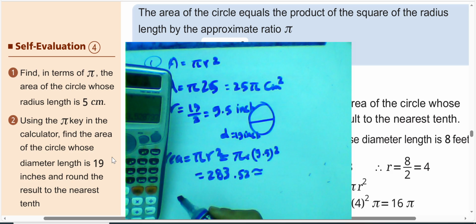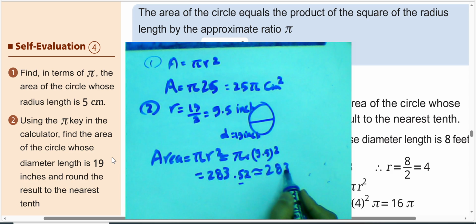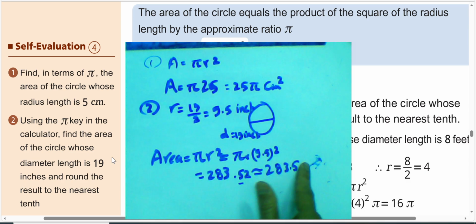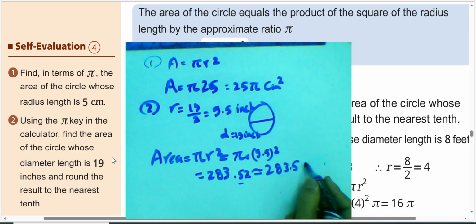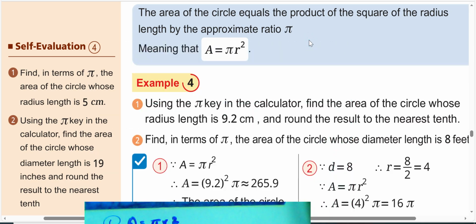We want to approximate the distances. We can round to one decimal place, then we have 283 and 5 tenths. The unit will be square inches. This is self-evaluation number 4. Next question.